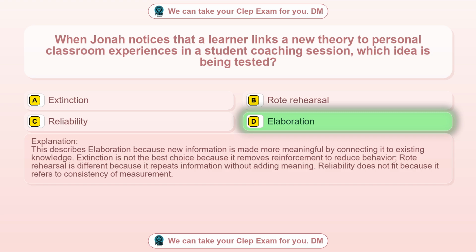This describes elaboration because new information is made more meaningful by connecting it to existing knowledge. Extinction is not the best choice because it removes reinforcement to reduce behavior. Rote rehearsal is different because it repeats information without adding meaning. Reliability does not fit because it refers to consistency of measurement.